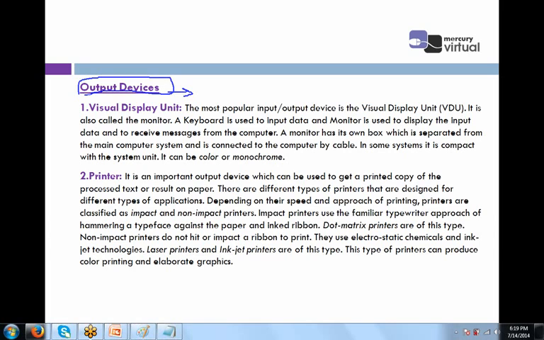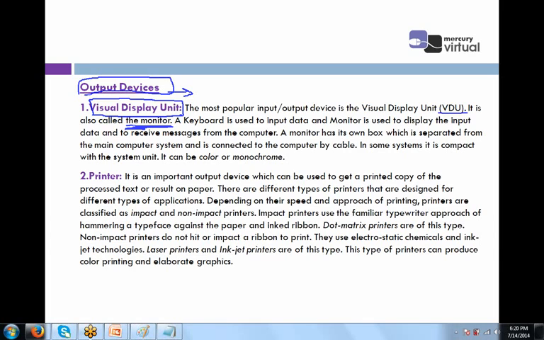The first one is VDU, that is your monitor screen. As everyone knows, monitor screen, CRT monitors, TFT monitor, LCD monitor. So this is also known as VDU, the short form of visual display unit. The most popular input-output device is the VDU, that is your visual display unit. It is also known as a monitor.